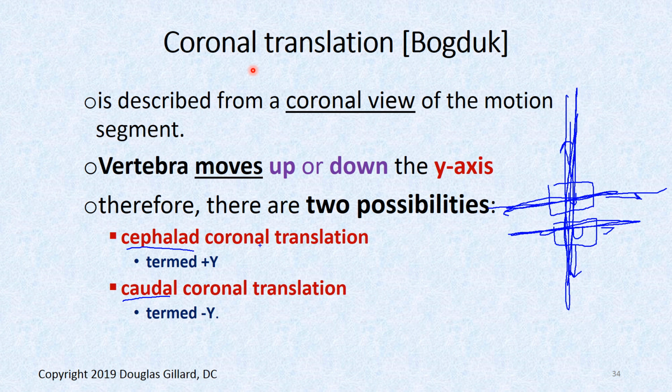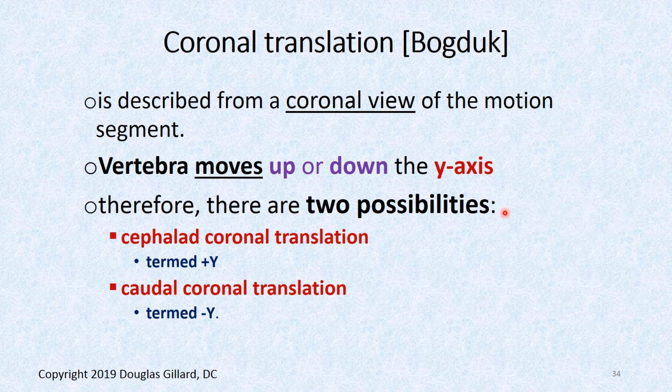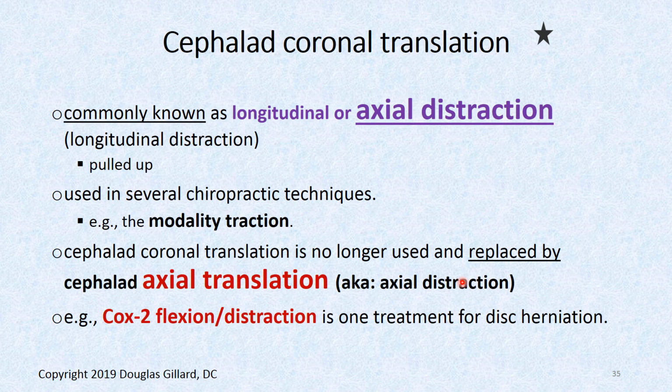So an upward coronal translation means a movement of the vertebrae up, not natural. But what if you're doing traction on someone's neck and you're pulling their neck up? That's an example of cephalad coronal translation. So it comes in more like a treatment type of deal. All right, so you just got to memorize that. So from the coronal plane, we're just looking at up and down for now.